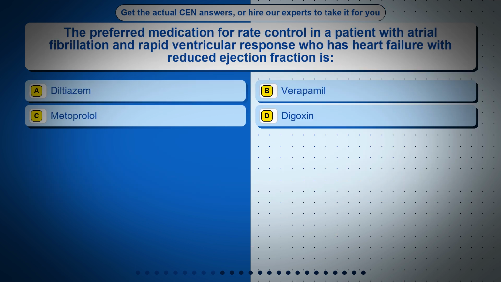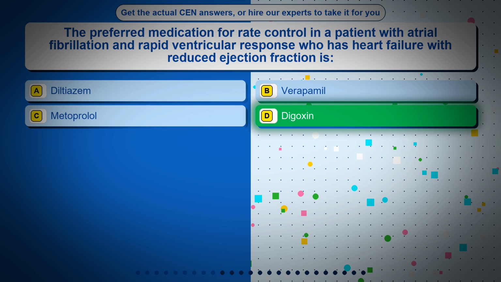Question 9. The preferred medication for rate control in a patient with atrial fibrillation and rapid ventricular response who has heart failure with reduced ejection fraction is Option A, diltiazem. Option B, verapamil. Option C, metoprolol. Option D, digoxin. The correct answer is Option D, digoxin.